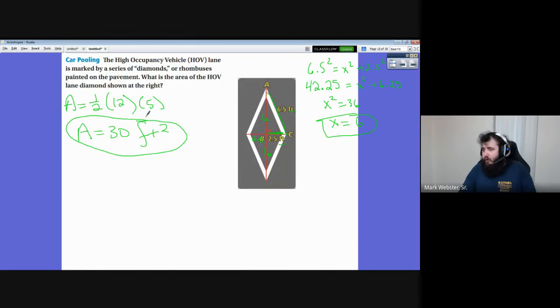So whenever they don't give you all the things that you need, especially when they give you a rhombus, Pythagorean theorem is your friend. And remember, if you've got a piece, you can get the whole thing by just times 2 because the pieces are the same. Does anyone need more time with this one?